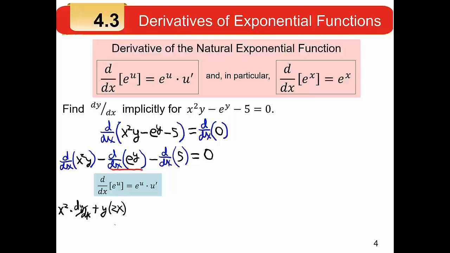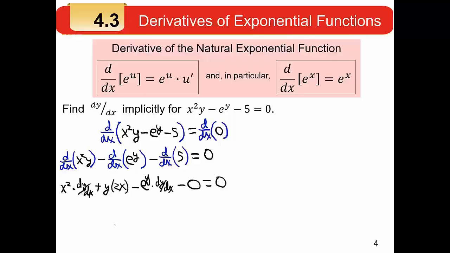Now you move to the next term, minus the derivative of e to the y. Well, you've got to go back to your formula. The derivative of e to any power is e to that power times the derivative of the power. So we've got y instead of u, so it becomes e to the y times the derivative of y. Then we move to the third term. The derivative of a number is 0, so the derivative of 5 is 0, and we already have a 0 on the right-hand side.